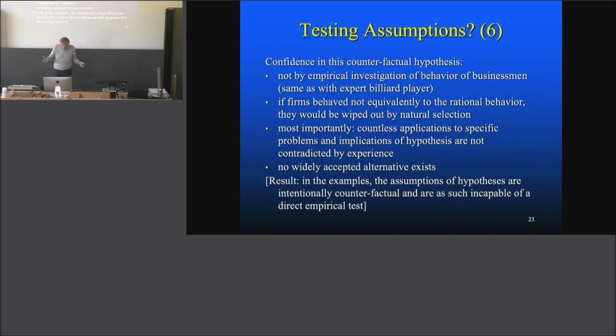So the result is, in the examples, the assumptions of hypotheses are intentionally counterfactual. Economists know that, and are as such incapable of being of a direct empirical test. Right? If I know that the firm owners or the management does not calculate, it doesn't make sense to test whether they calculate. I know that they don't do it, right? But I replace their real behavior by this behavior because the predictions that we are getting are the right predictions. This is what he claims, right? Still, if there's still some fog in your head, that's right, there is some fog, and it's not really understandable.